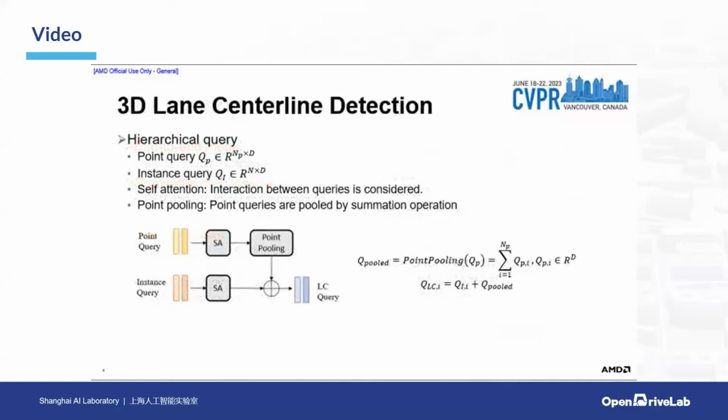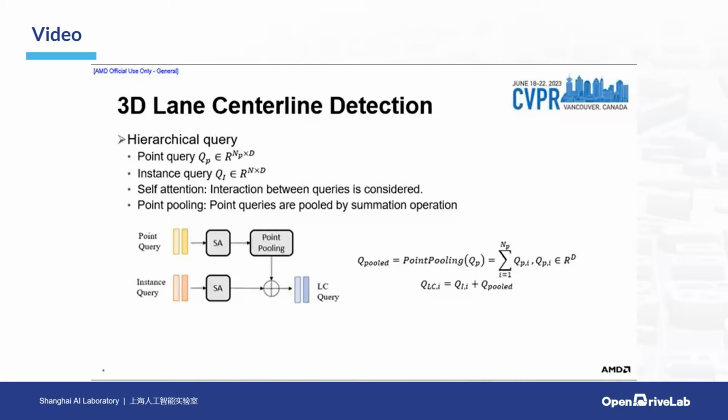For 3D centerline detection, we design two kinds of queries: point query and instance query. They are first passed through a self attention model to model the interaction between queries. Then a point pooling model is proposed to get a global vision across point queries. We utilize a max operation to pool the point queries. Finally, the LC query is obtained by adding each instance query to the pooled point query.